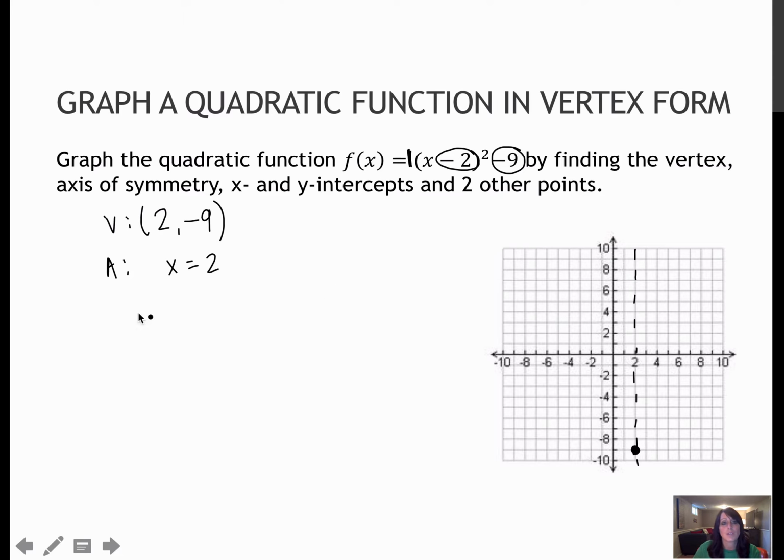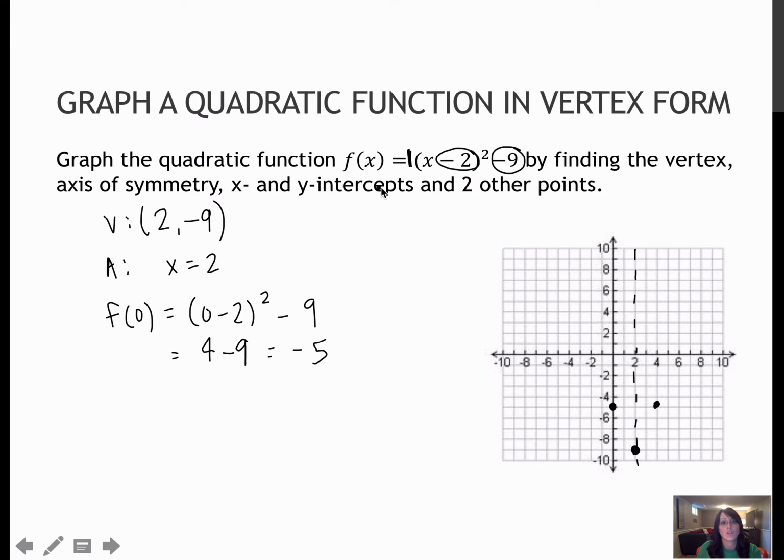To find the intercepts, remember I'm going to plug 0 in for x, and that would give me 0 minus 2 quantity squared minus 9. 0 minus 2 is negative 2. Square it, that makes it 4. 4 minus 9 is negative 5. So at 0 on the x, I get negative 5 on the y. That's right here. Now here's where I'm going to use the axis of symmetry. Notice my point of 0, negative 5 is 2 units away from the axis of symmetry. So I'm going to reflect it 2 units to the opposite side of the axis of symmetry.